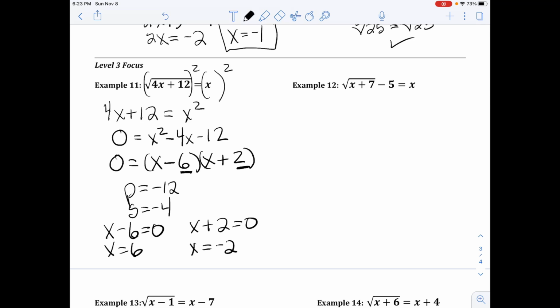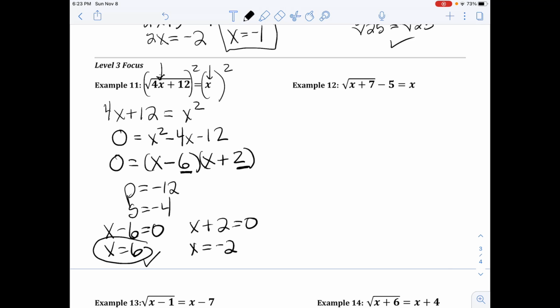So now we have the potential for 2 solutions. But again, we have to check. So we'll start with 6. 6 times 4 is 24, plus 12 is 36. The square root of 36 is 6, equals 6 on the other side. So again, you are substituting the 6 into both places where you see x, and that one checks.